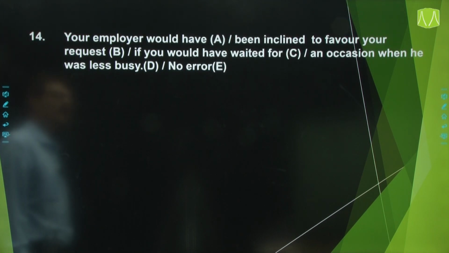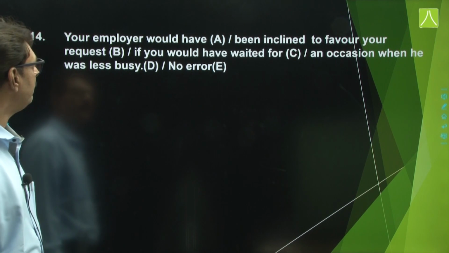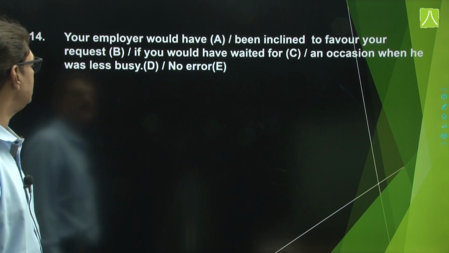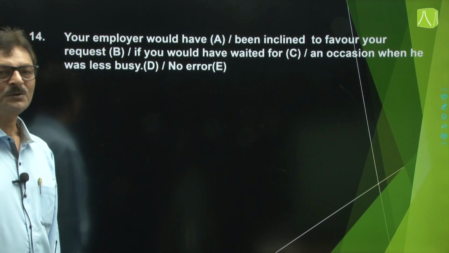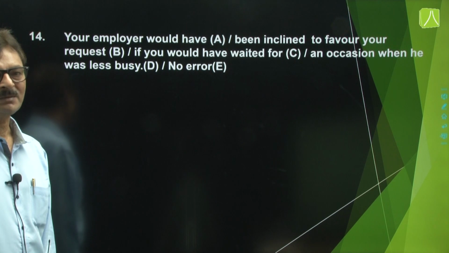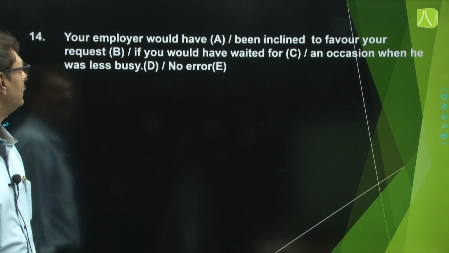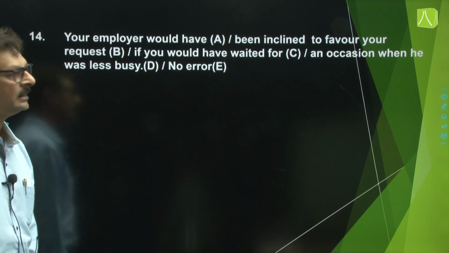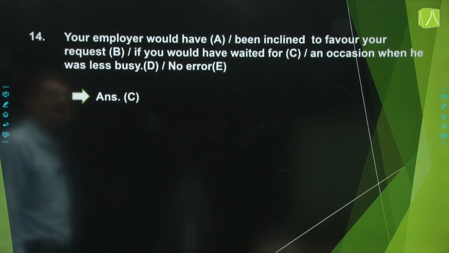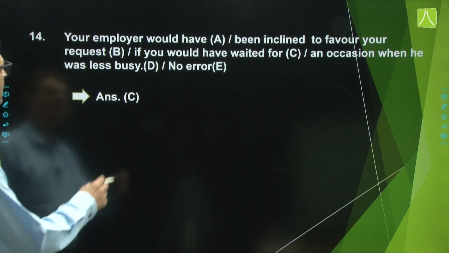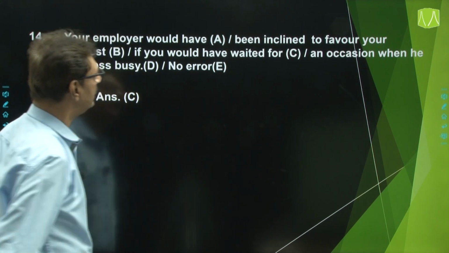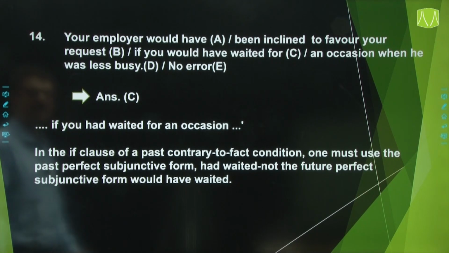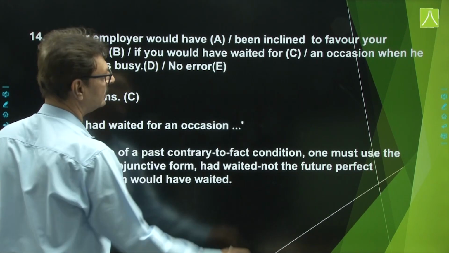Your employer would have been inclined to favor your request if you would have waited for an occasion when he was less busy. I know सीधे इसमें आपको मिल गया होगा. We have done the examples on the similar pattern. If your employer would have been inclined, would have and would have. तो यहीं पर error है. So error is in part C. Your employer would have been inclined to favor your request if you had waited for an occasion, not would have waited for an occasion. So this is the place where error is there. Error in part C.